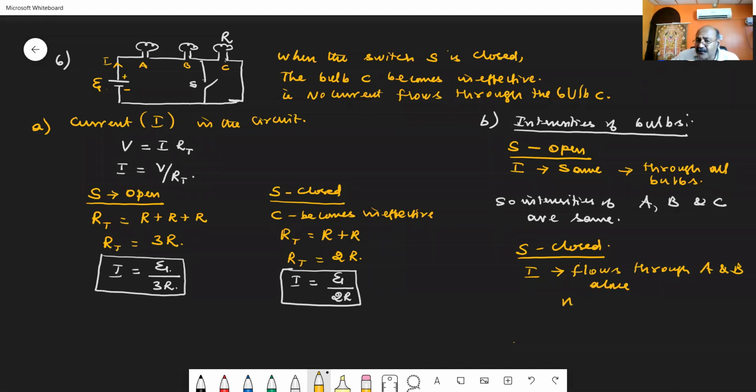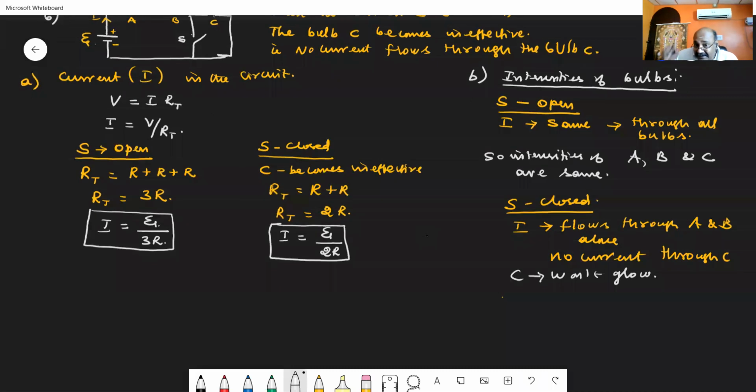Then no current flows through C. Since there is no current through C, bulb C won't glow. The intensity of bulb C is 0. But at the same time, the intensities of bulb A and bulb B are the same, since the current and resistance are equal.